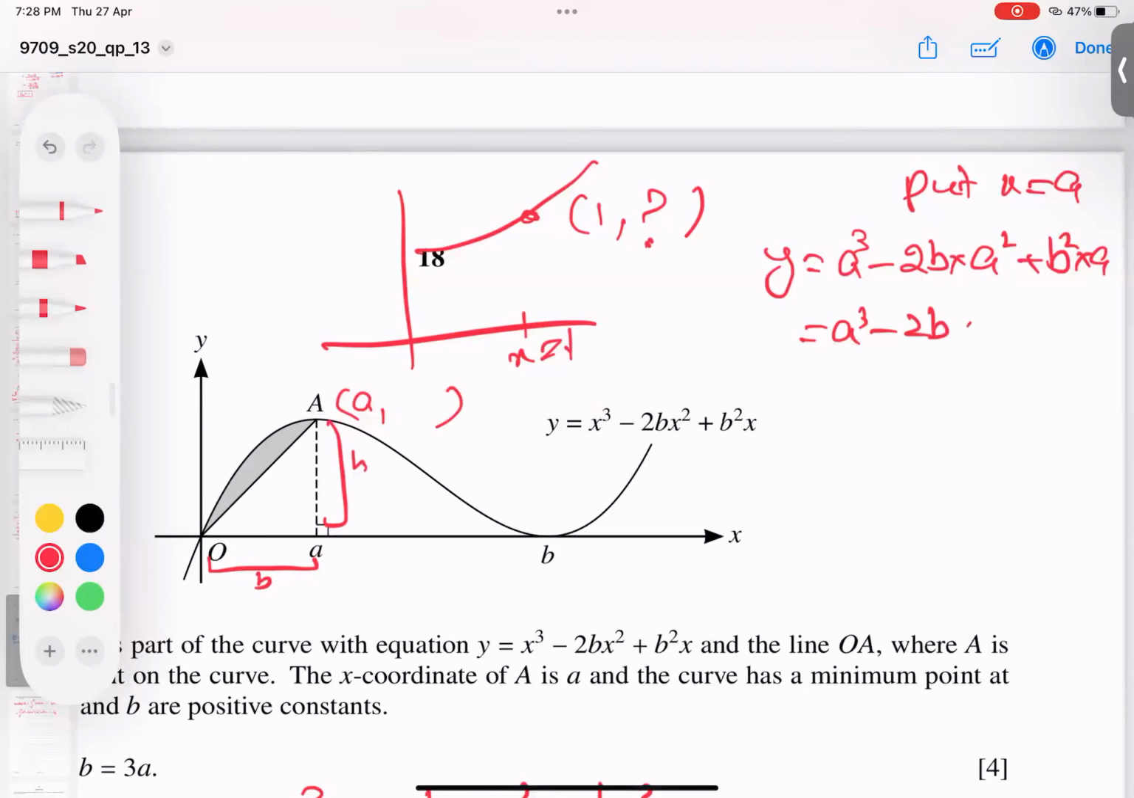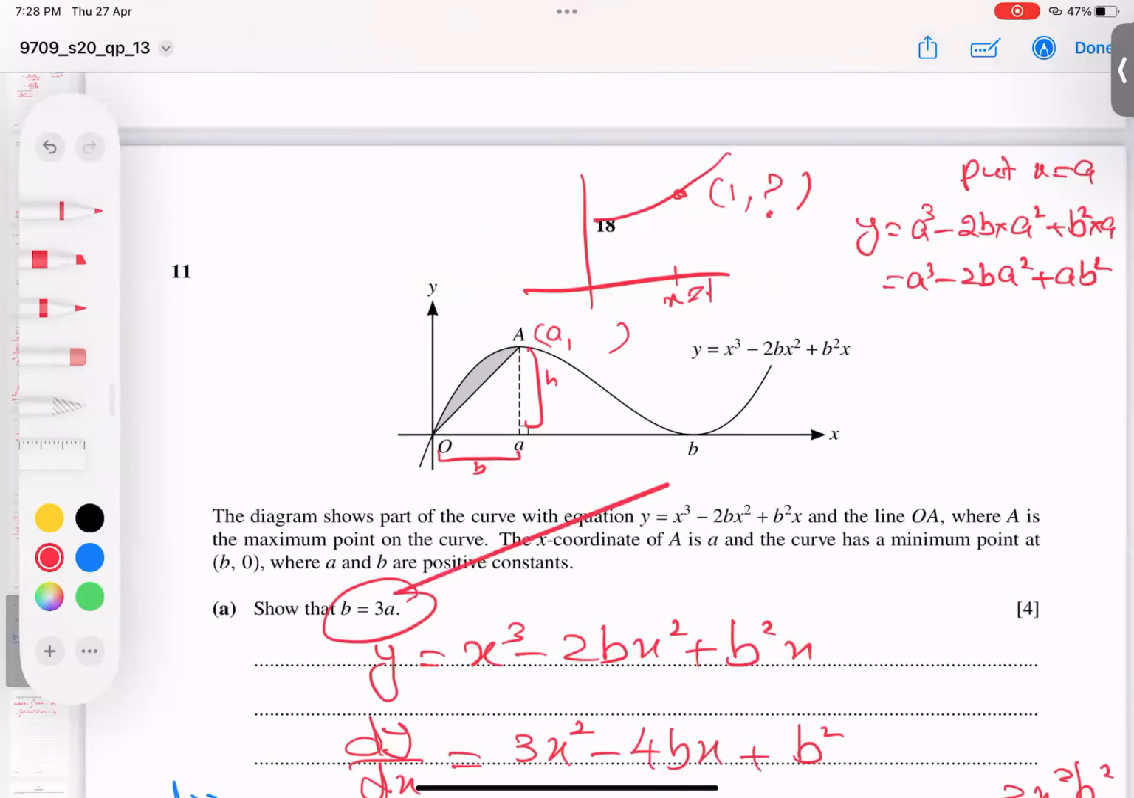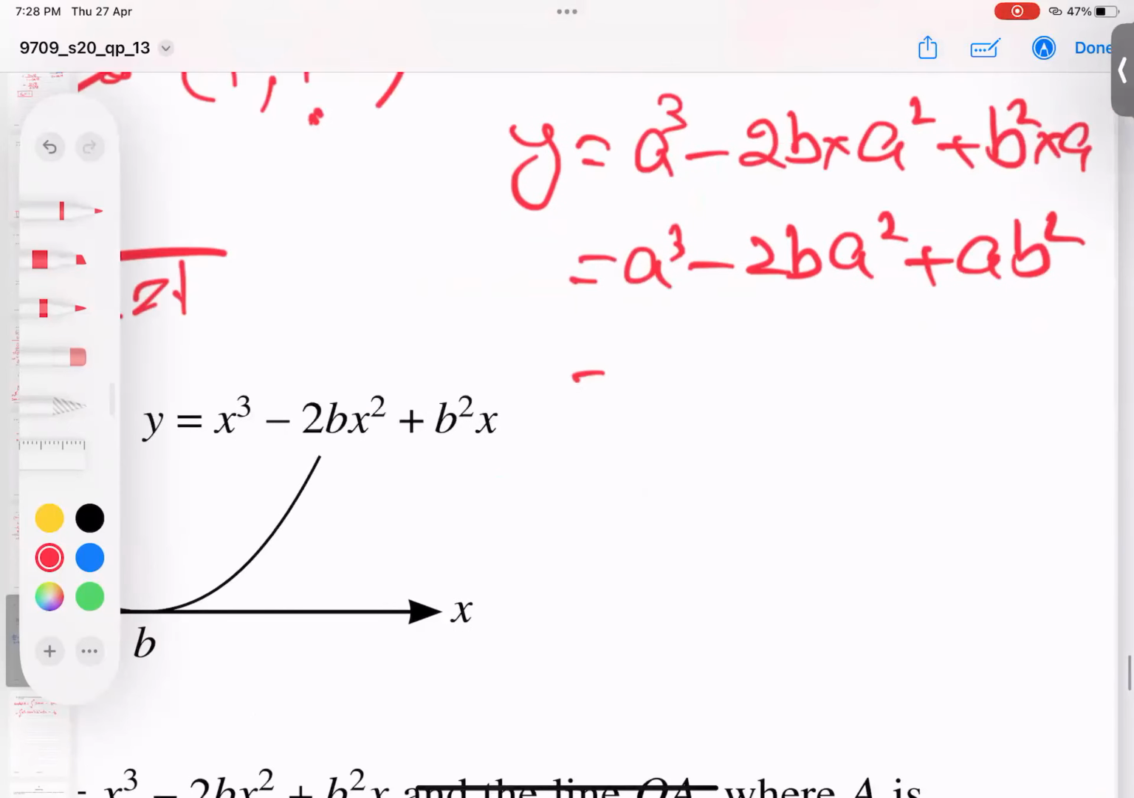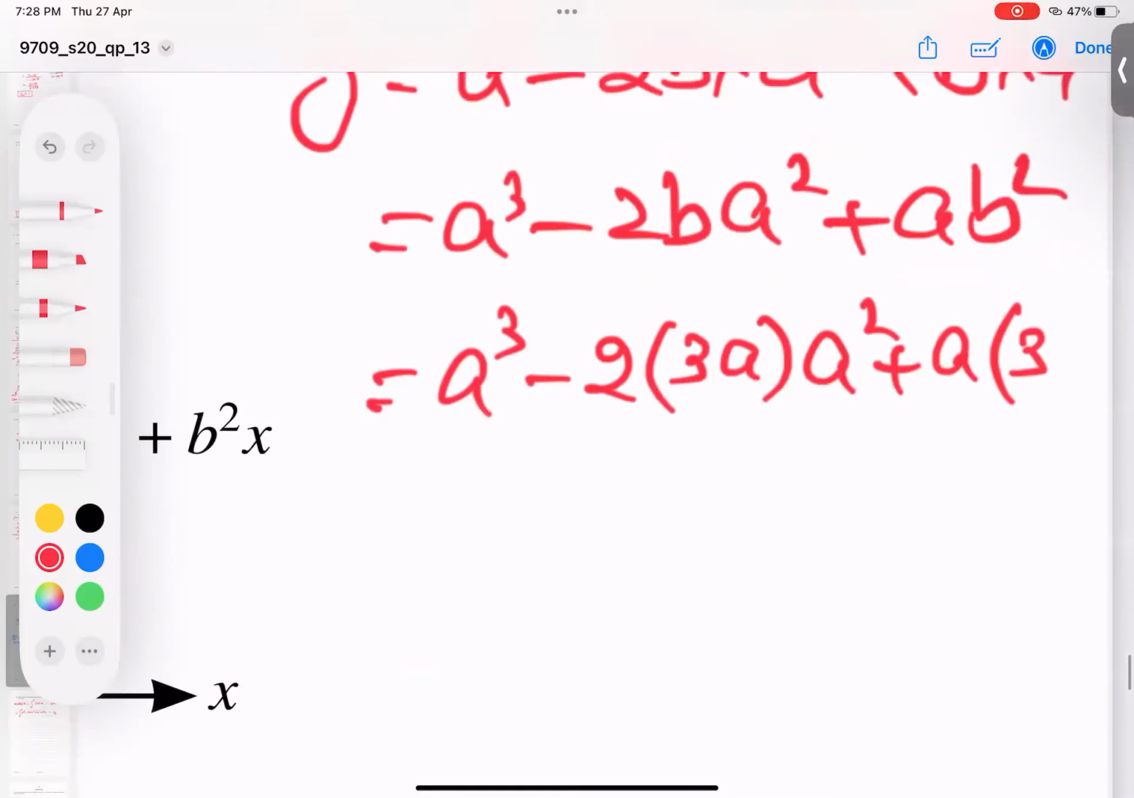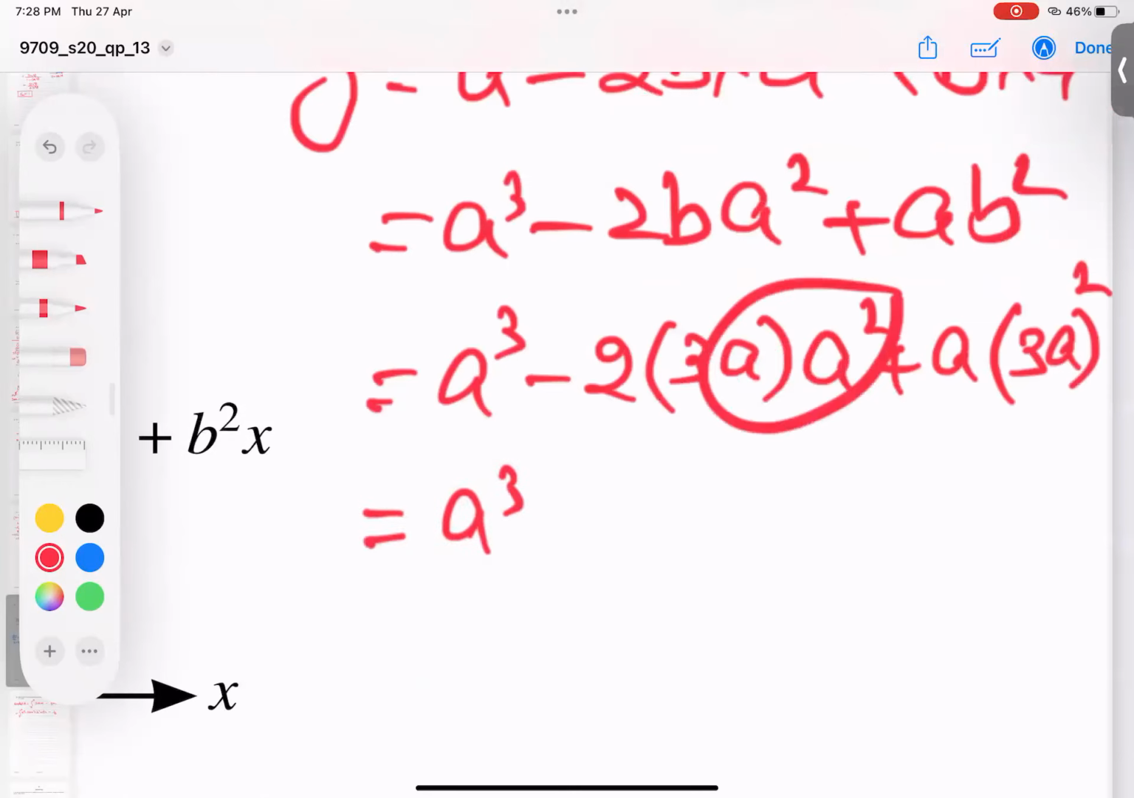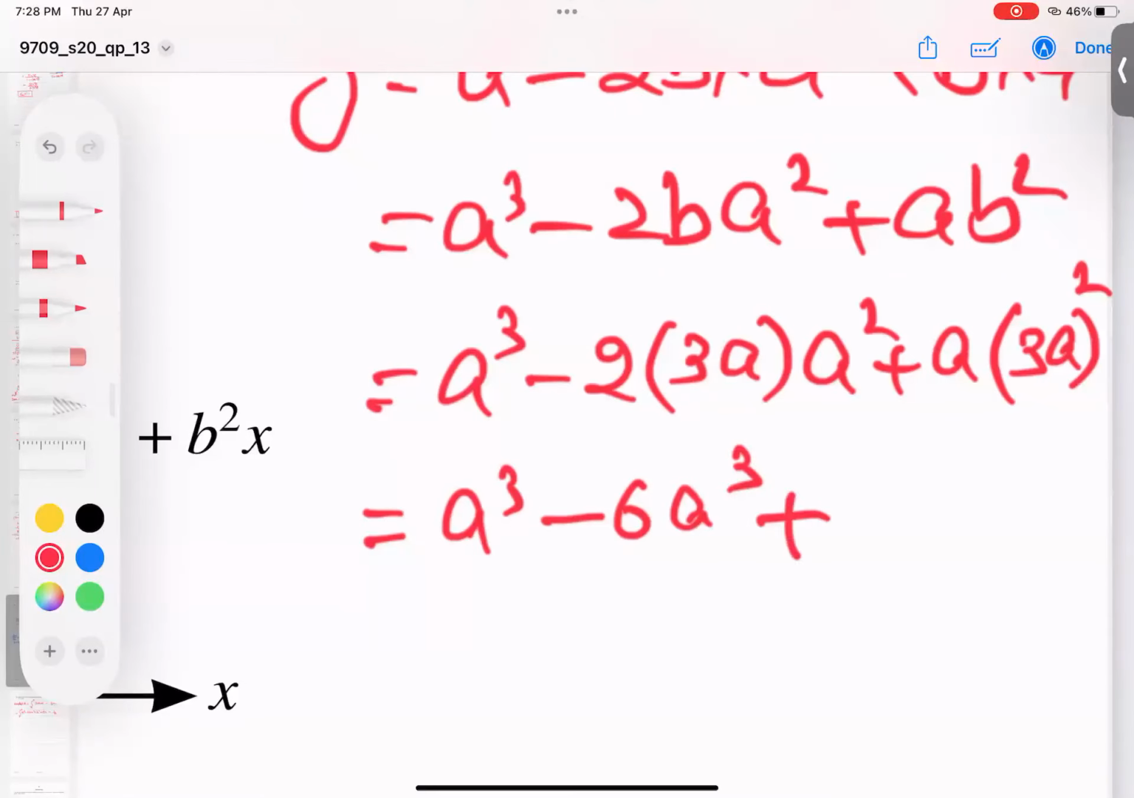I got 2b a square and plus ab square here even. So each b is replaced by 3a. Look, 3a replacing, 3a replacing, 3a replacing. I replace 3a here. I replace 3a here. Here I got a cube. Here a square into a cube. So minus 6a cube. And here I'm getting what, students? Finally, here I'm getting 9 a to power 3.